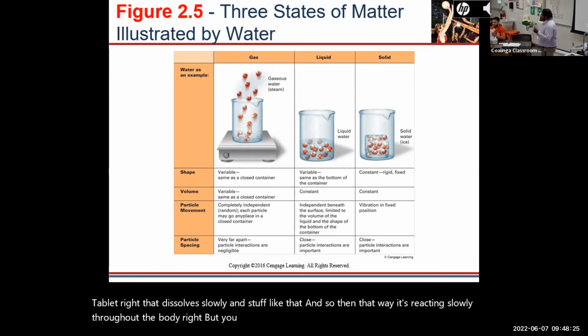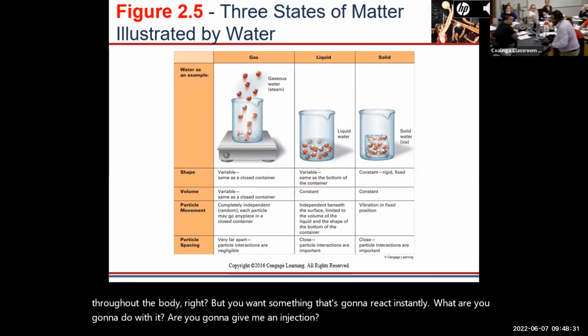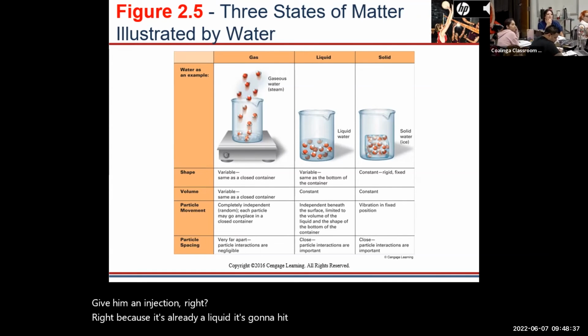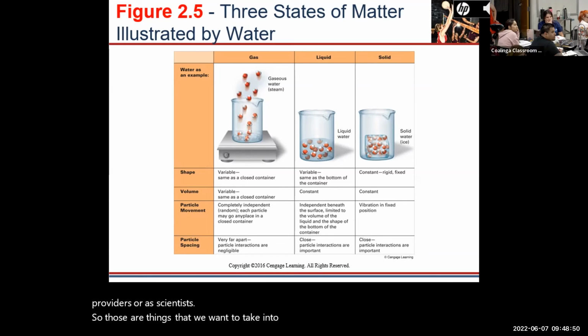But if you want something that's going to react instantly, what are you going to do? You're going to give them an injection, right? Because you know it's already a liquid, it's going to hit the bloodstream pretty fast. It's going to happen pretty fast, right? And so those are all of the things that we think about as healthcare providers or as scientists. So those are things that we want to take into consideration. Does that make it a little bit clearer?